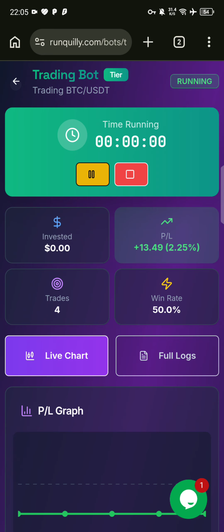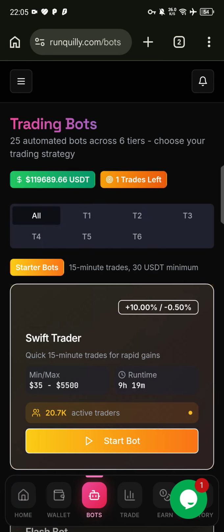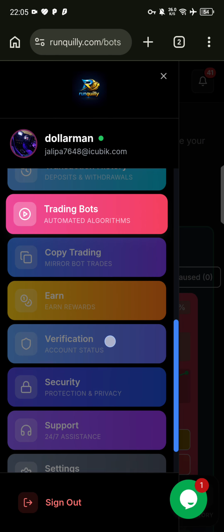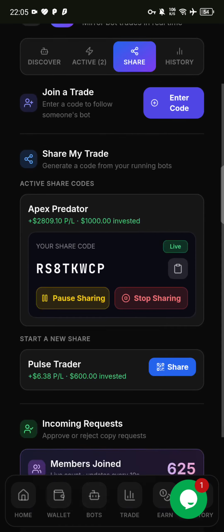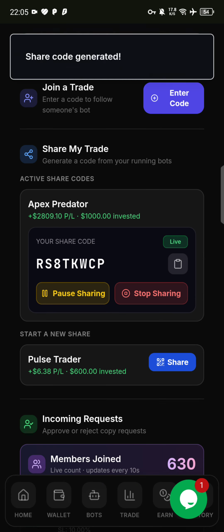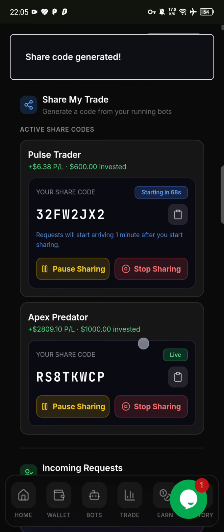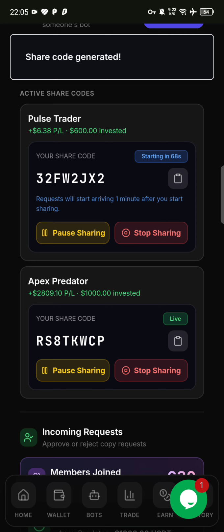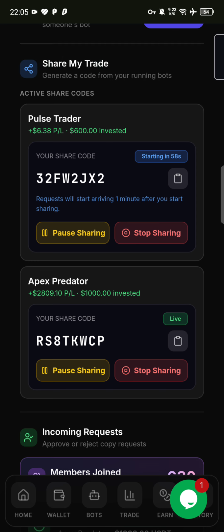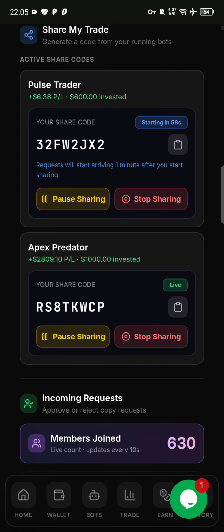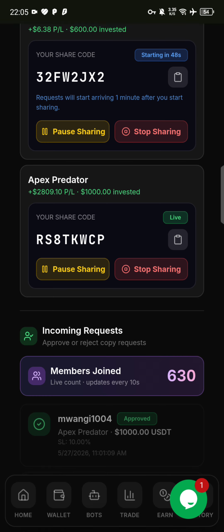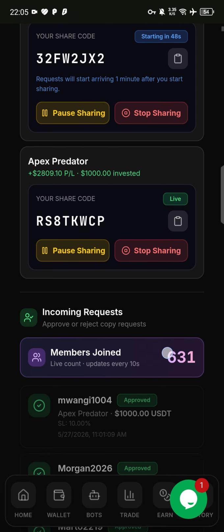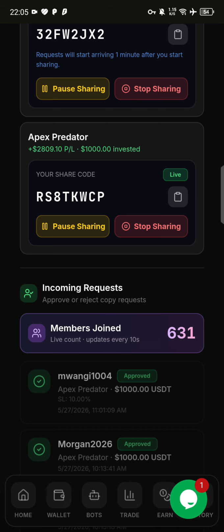So I'll just go share the trade. So we'll be having 2 copy tradings. Which one is it? It is this one, Pulse Trader. You can see Apex Predator is running with almost 2,800 USDT. So I'll just share this on WhatsApp and also on Telegram. Under the one I have approved 630 and 31 people so far. So don't miss out on this one.